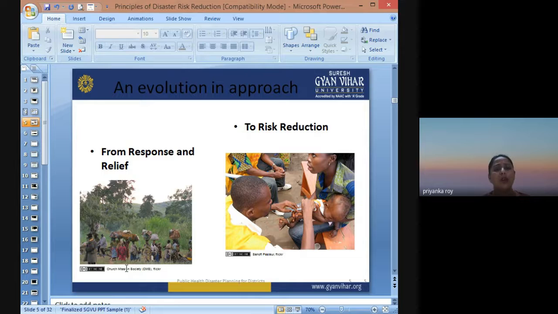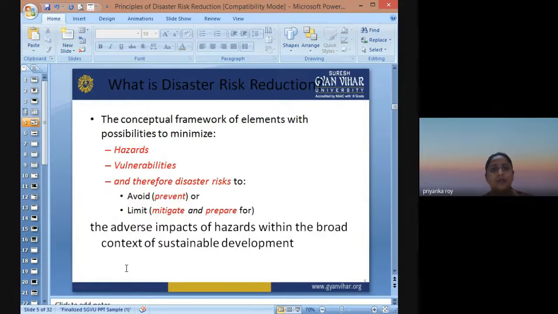Yeah. And an evolution in approaches has also taken place, from response and relief to risk reduction activities. What is disaster risk reduction? It is a conceptual framework of elements with possibilities to minimize hazard, vulnerability, and disaster risk, through prevention and mitigation, and also prepare for any adverse impact of hazard within a broad context of sustainable development.